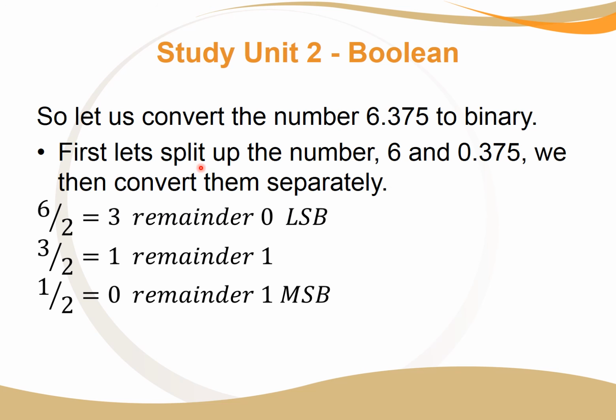So let us convert the number which we converted from binary to decimal. Now let's convert it back to binary. So first let us split up the number 6.375. Let's split up the whole number and the fractional number, and we do them separately just to simplify things. So here we have the whole number 6. We follow our process until we have a 0. And now we have 1, 1, 0 as our whole number binary number.